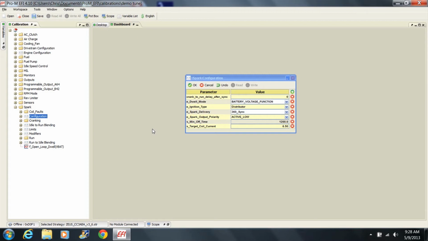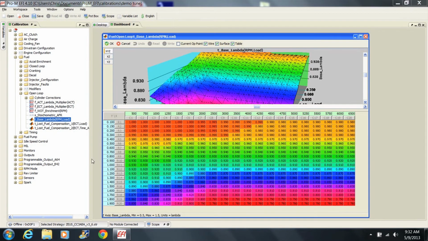Be sure to disable any features the CD box may have. The fuel table, base lambda, is based on load. You'll notice that the values go up to 1.9. What this means is that we can use the same table for both naturally aspirated and forced induction.